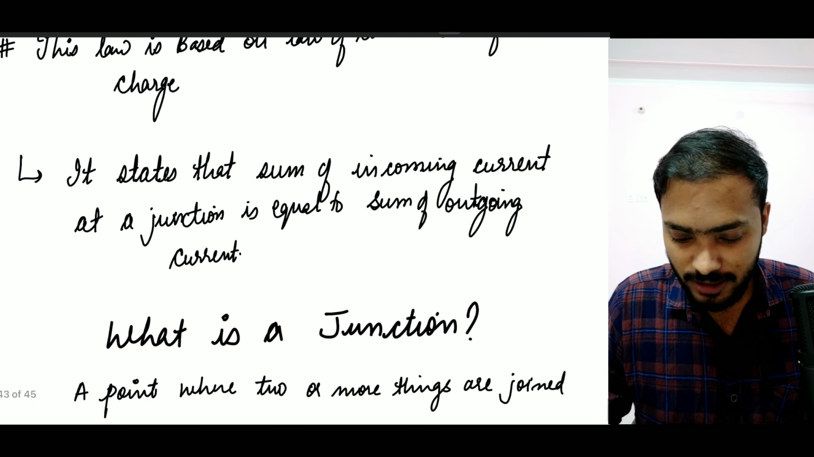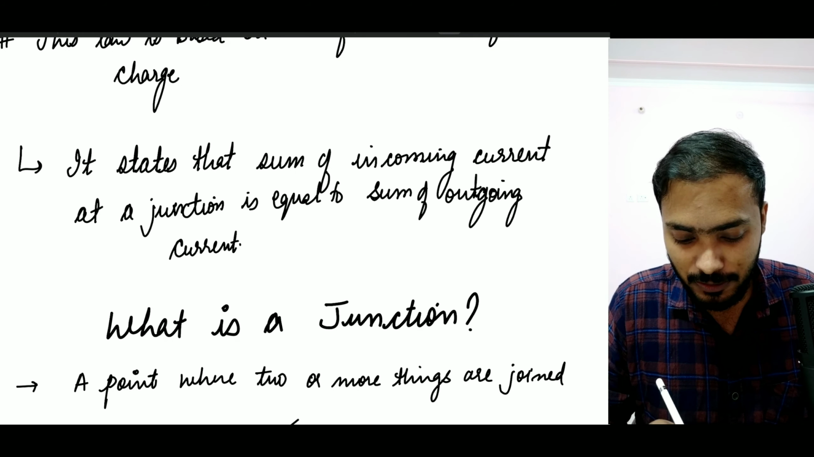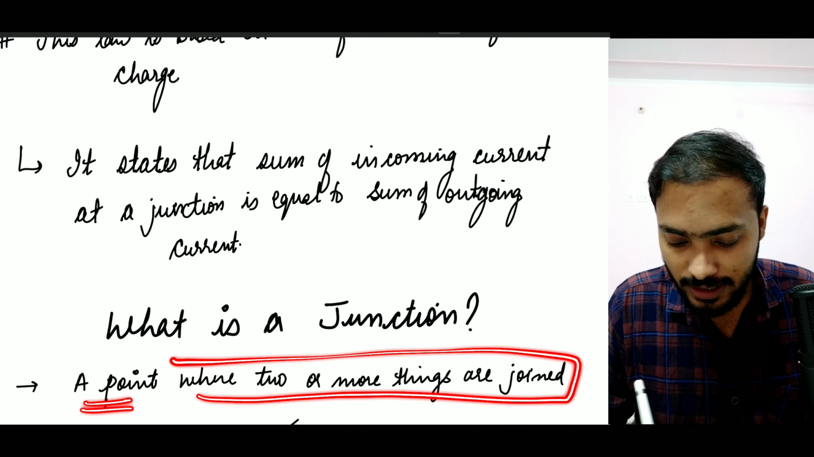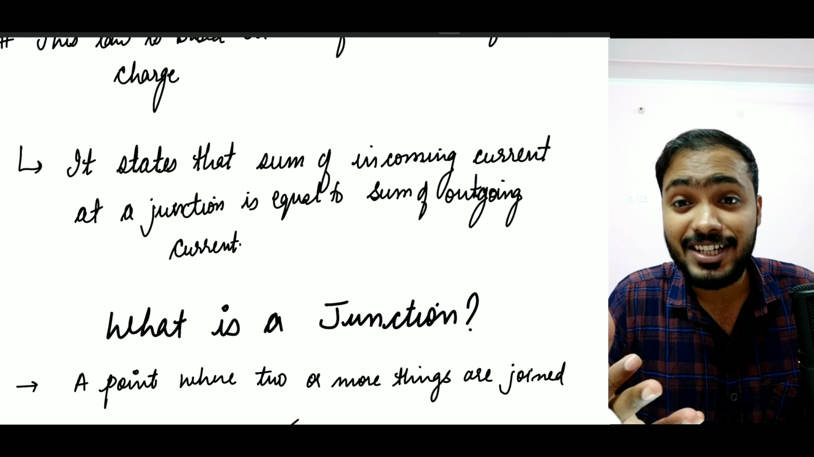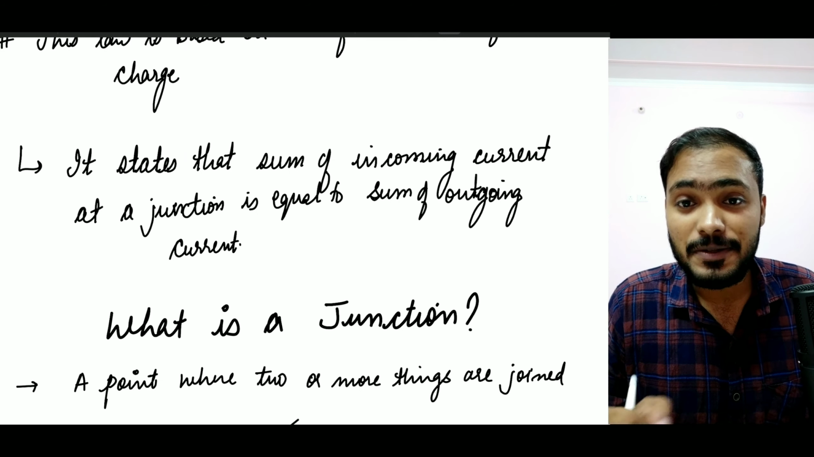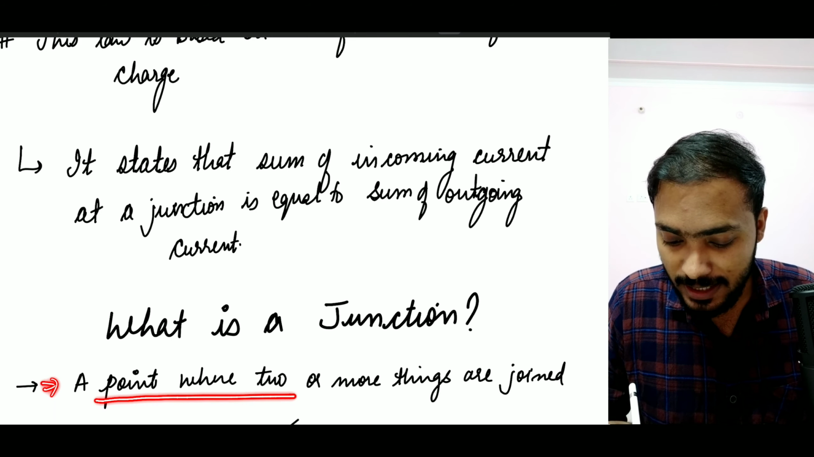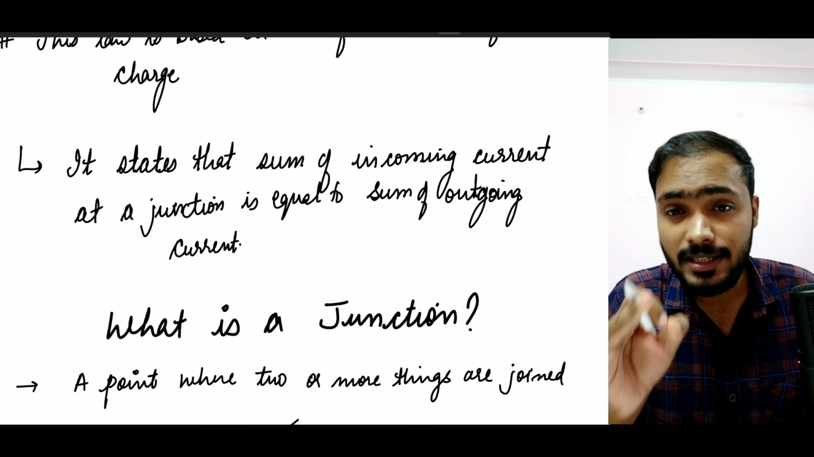So what is a junction? If you search any dictionary, you will get to know a junction is a point where two or more things are joined, right? Normally we see junctions in railway stations. So according to this definition, a junction is a place or a point where two or more things are joined. Let me give you a simple example.